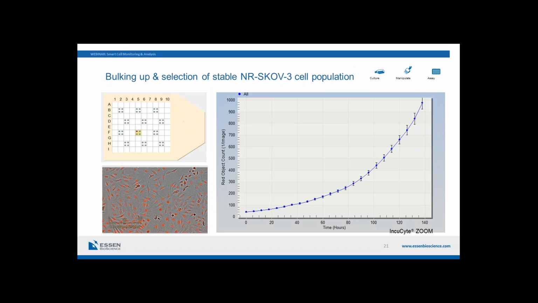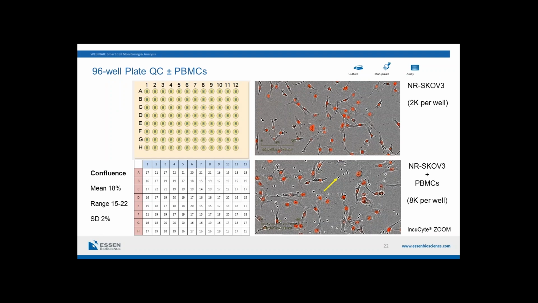We then took these cells and continued to monitor them. We put them into a T175 flask to bulk them up. This now shows live cell analysis of the cells in this flask. What you can see here is the growth curve for these cells, and an image taken at 100 hours showing that, in the presence of the puromycin selection antibiotic for eliminating cells not expressing the RFP, we could purify the cell population. So we then progressed with this purified cell population into plating these cells in preparation for our co-culture assay.